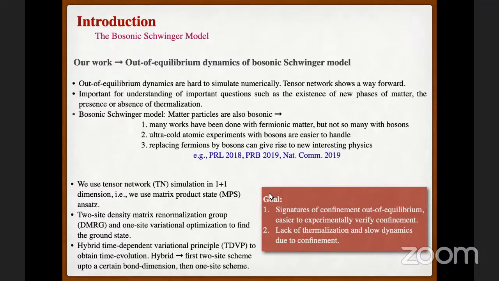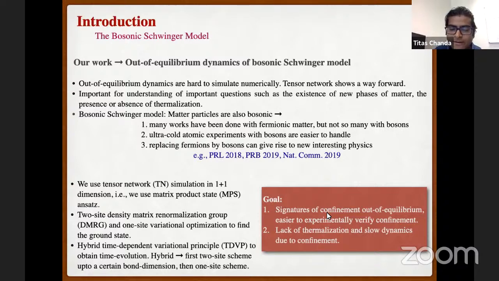Okay. So our goal would be to find the signatures of confinement out of equilibrium. Now, again, what is confinement? In this case, confinement means that if we separate out the particles and antiparticles, they are strongly attractive in nature. The particles attract more and more if we increase their separation. And we want to find its signature out of equilibrium, because it will be easier to verify experimentally the existence of confinement if it happens out of equilibrium.